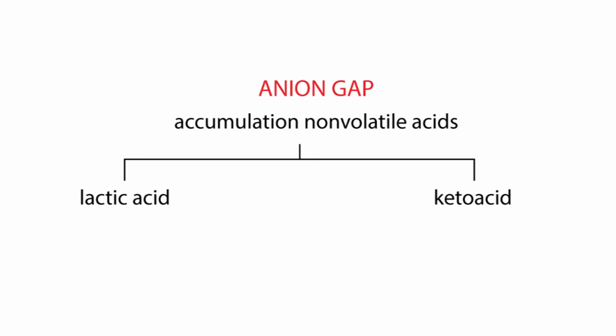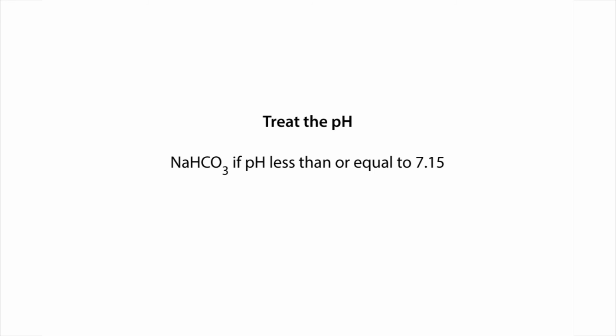Anion gap is used to determine if metabolic acidosis is due to an accumulation of non-volatile acids such as lactic acid or keto acids. Both contribute a positive charge due to an excess of hydrogen ions or from net loss of bicarbonate. Treat the pH only if the patient's life is threatened by the pH. Sodium bicarbonate may be indicated when arterial pH is less than 7.15.